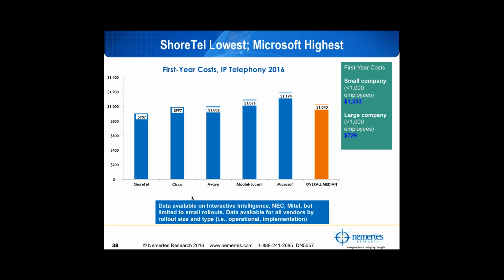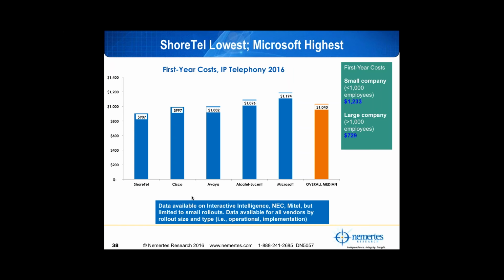The vendors are getting much more aggressive with their capital. They're much more aggressive with the negotiations on capital, and so we definitely see that helping to even things out. We do also have data on Interactive Intelligence, NEC, and Mitel, but those were limited to smaller rollouts. So if I put their bars on this chart, they would look significantly higher than the rest of them, because it really is just focused on very small rollouts. So we do have that.